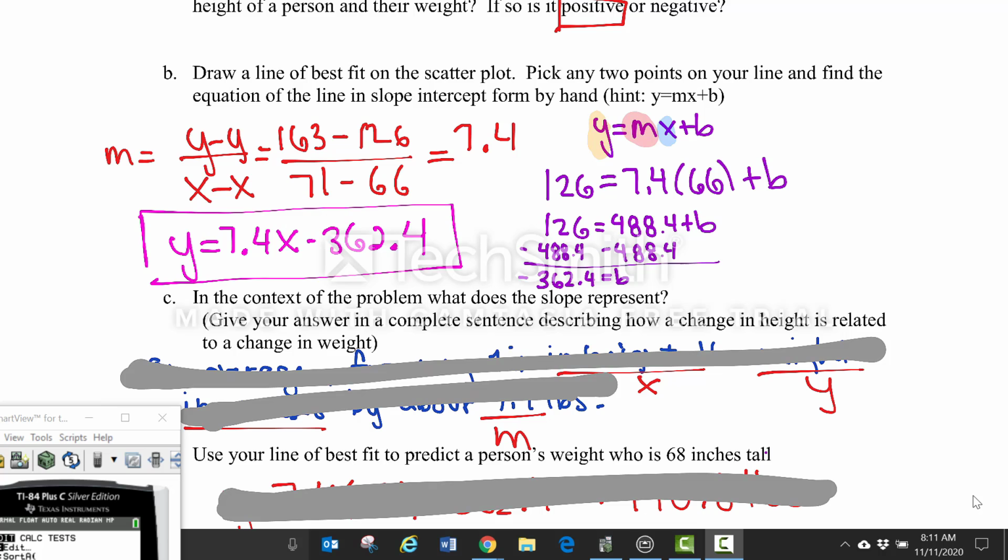That is what I'm going to call my prediction equation. Is it the most accurate line that I could get? No, because I did it by hand. But it's okay. In the context of the problem, what does the slope represent? Somebody who has not answered today, what is this slope? That's not the slope. What does this 7.4 represent in the context of height and weight?